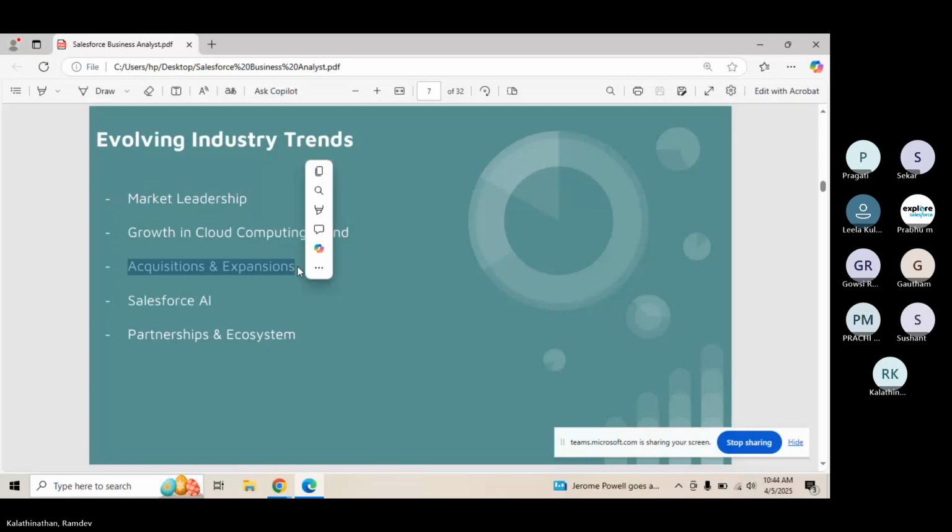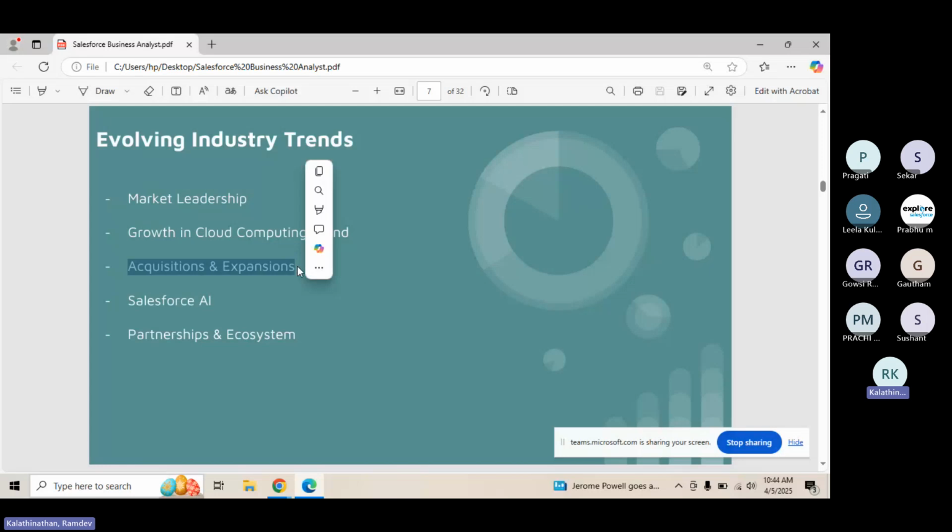So as BAs, what we will need to do is try and understand why this acquisition and expansion is happening, because probably Salesforce wants to get into that sector as well, right? Most of their success, if you see, I would say, is associated with acquisition and expansion.